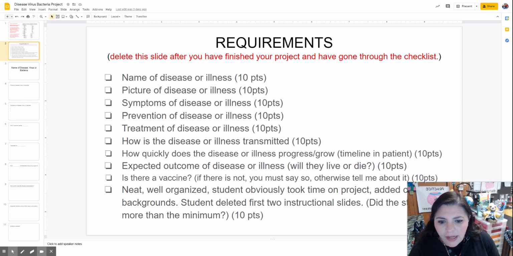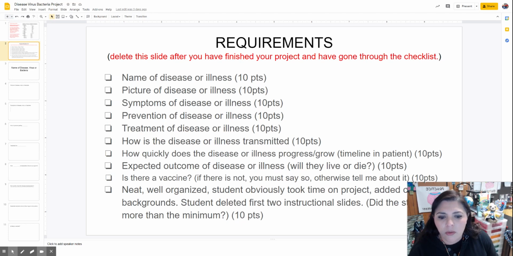Then the last one is going to basically be 10 points for looking like you actually put effort into it. Does the presentation look well thought out? Did you add pictures, color, that sort of thing? It must be obvious that you took time to work on this project and it's not something that you just spent 5 minutes on, okay?